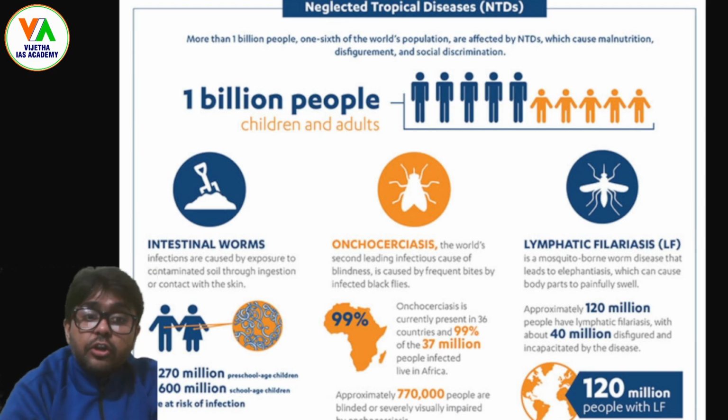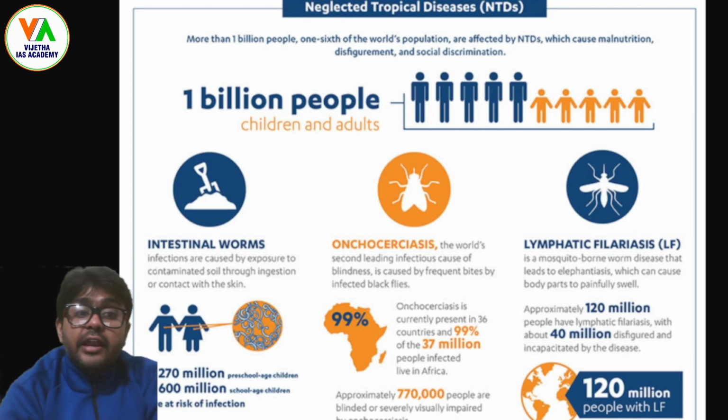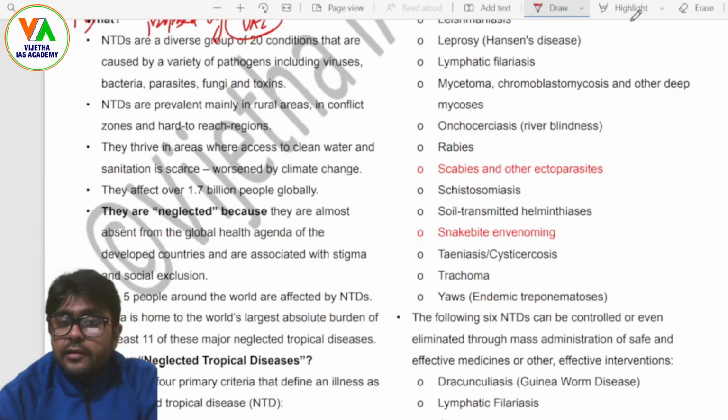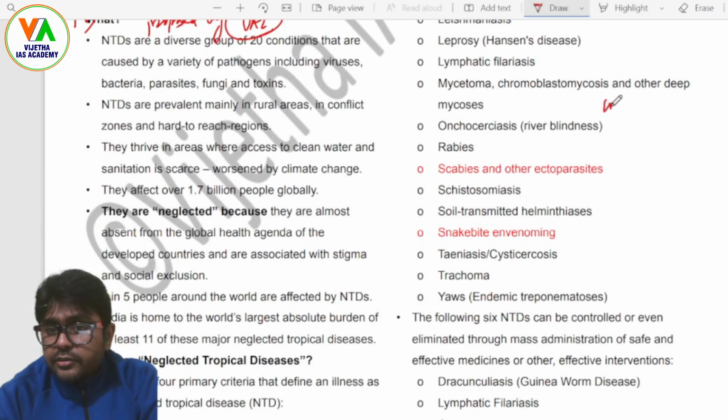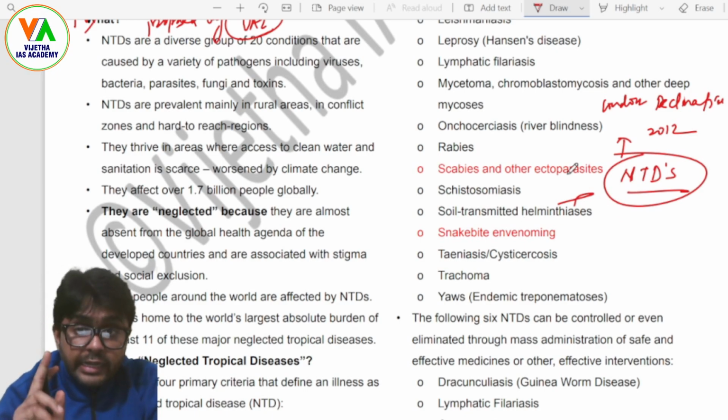Within this context, if we talk about the London Declaration on neglected tropical diseases, it was adopted on 30th January 2012 to recognize the global burden of NTDs. So this London Declaration of 2012 talked about the neglected tropical diseases around the world for the first time, right? It gave attention to the burden.